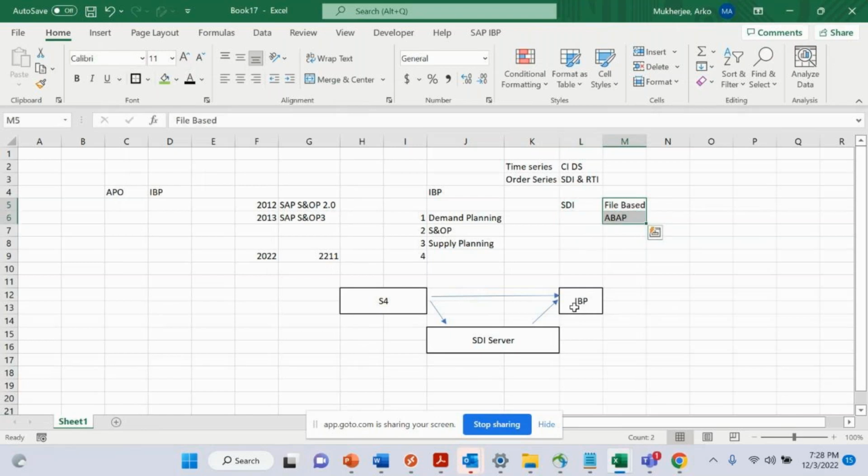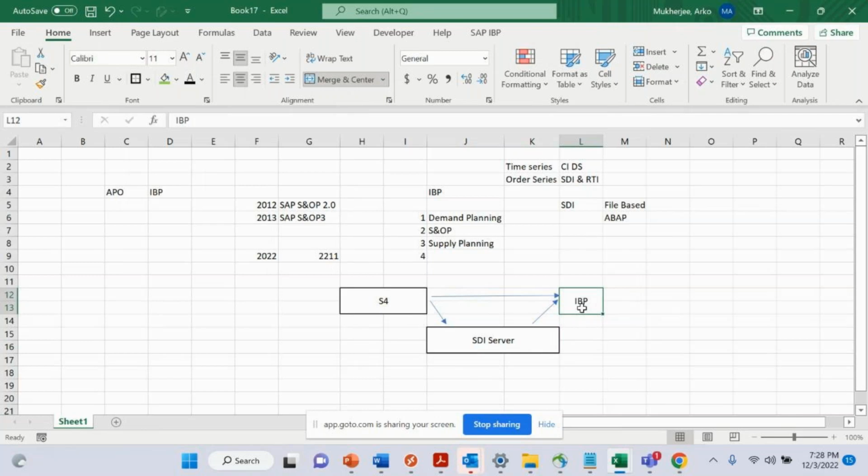Now all these configurations we need to do on two sides. One is on the IBP side, another one is the server side. If we are using file based, then we have to configure on the server side as well as the IBP side. And if it is ABAP based, then we can do the configuration directly in the IBP side.